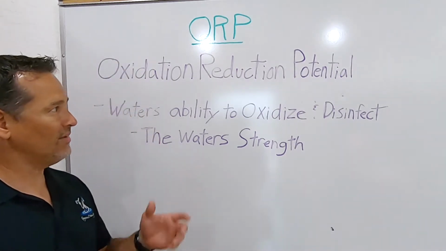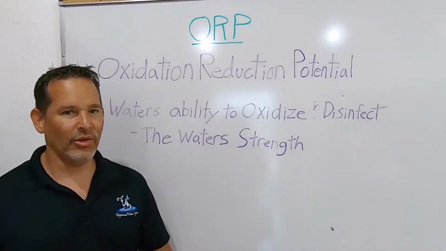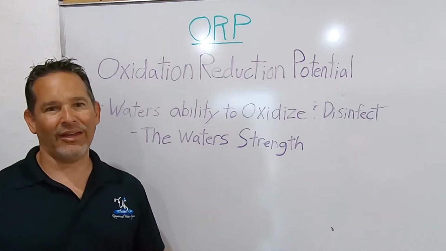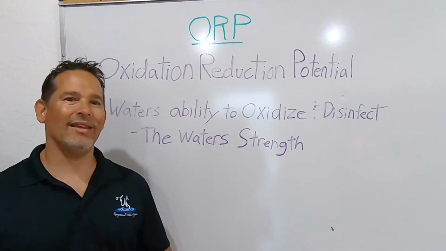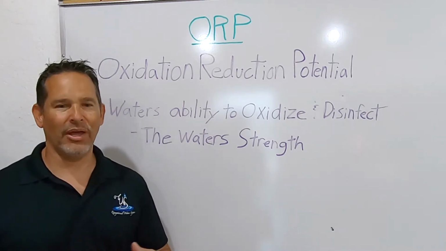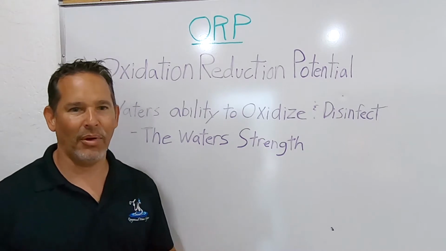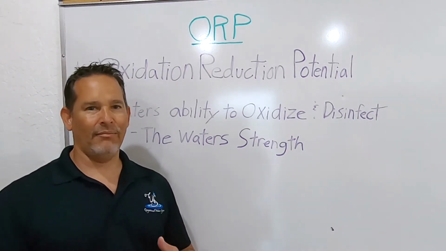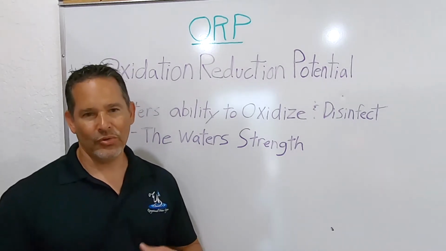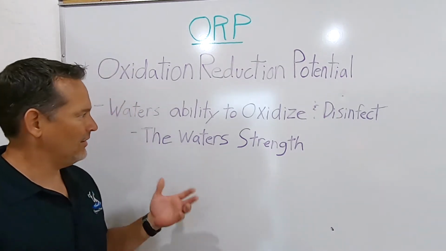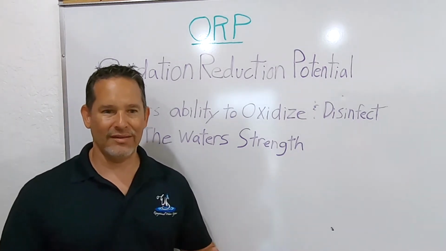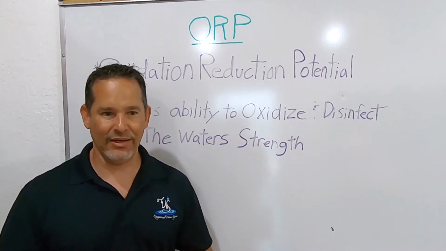So when we look at this oxidation reduction potential, it's the water's ability to oxidize and disinfect different contaminants as they enter the water. So it doesn't matter whether it's a swimming pool, a lake, a pond, drinking water, etc. But nonetheless, it's that measurement that we use to test the strength of the water. So in other words, it's the water's ability to oxidize and disinfect these different contaminants in there.